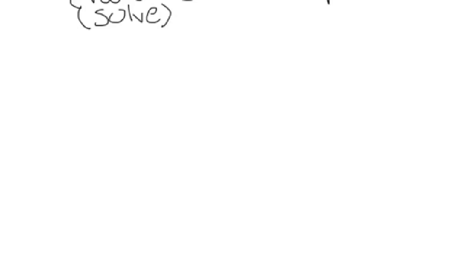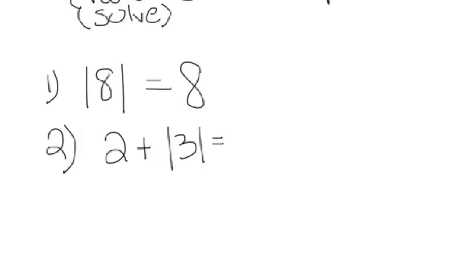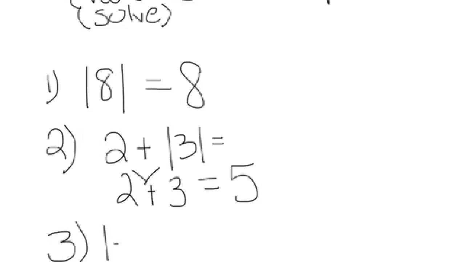If I give you this expression here, it says the absolute value of 8. That equals 8. The next one I want to do is 2 plus the absolute value of 3. First thing you should do is kind of like order of operations. You would treat these absolute value bars as something you would deal with first. 2 plus the absolute value of 3 is the same thing as just saying 2 plus 3. It equals 5.